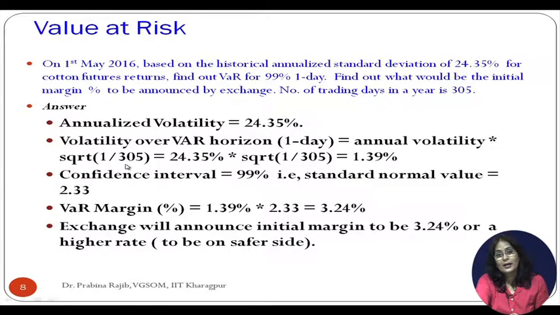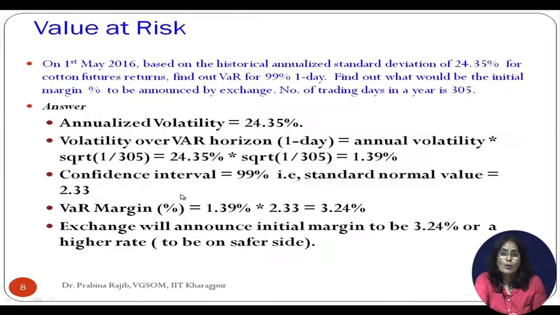As I mentioned, I have assumed that the exchanges operate from Monday to Saturday, that is 6 days a week. That's the reason why I have taken 305 as my number of trading days. So volatility over 1 day is 1.39%, when my annualized volatility is 24.35%. I require my confidence interval to be 99%, so the corresponding standard normal value is 2.33.